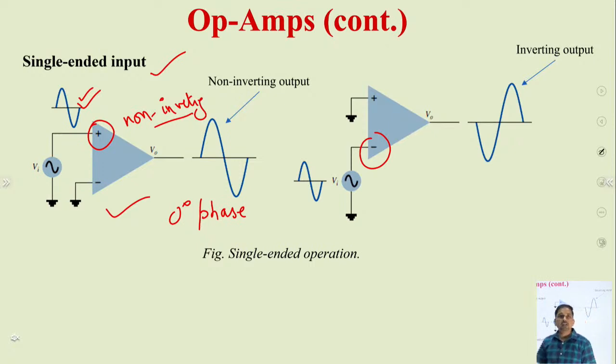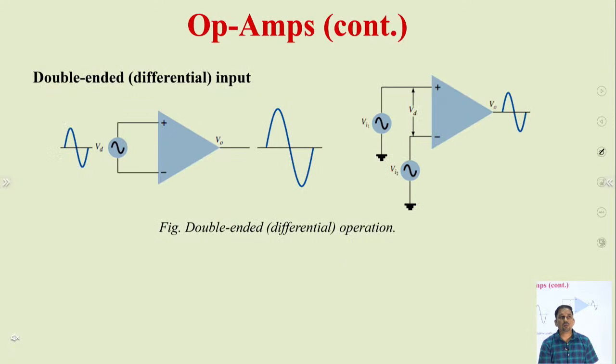Whereas if we see the second configuration, where we are applying input at the negative terminal, what happens? We are getting an output which is 180 degrees out of phase. So in both the figures, the input waveform and the output waveform are 180 degrees phase shifted. So this is called an inverting configuration.